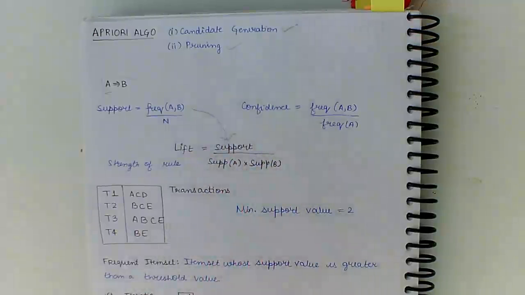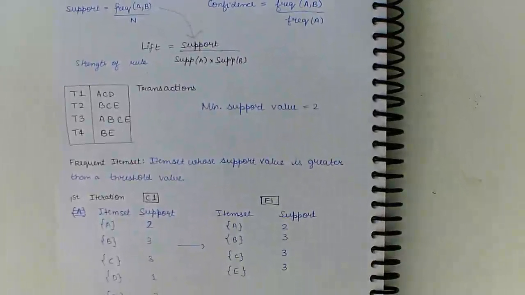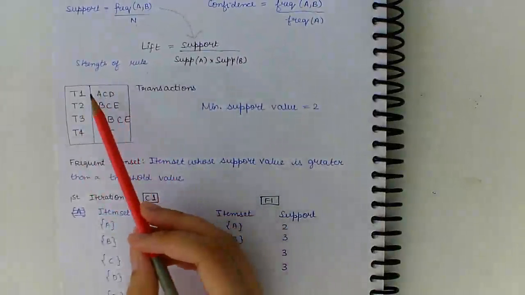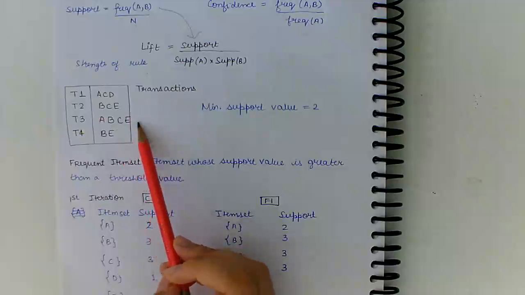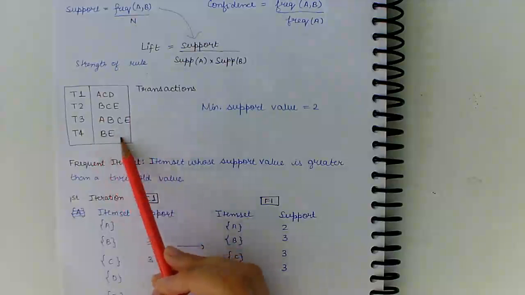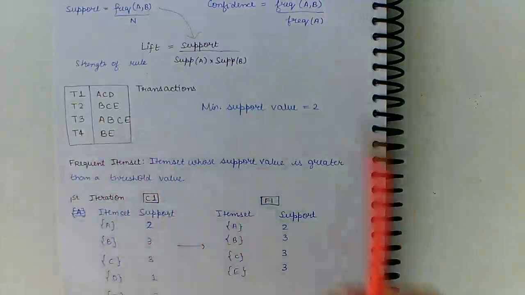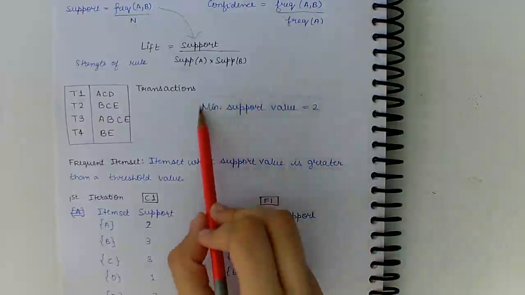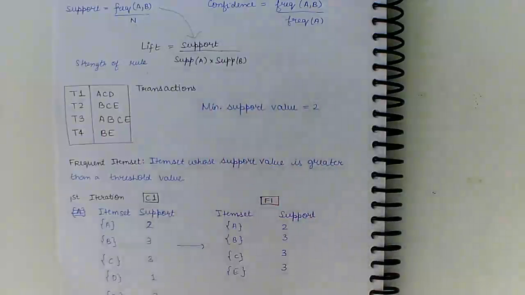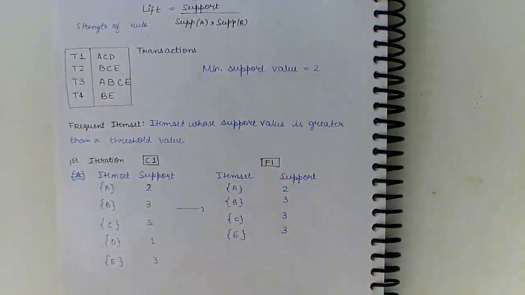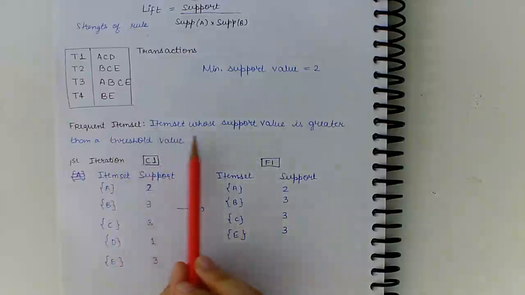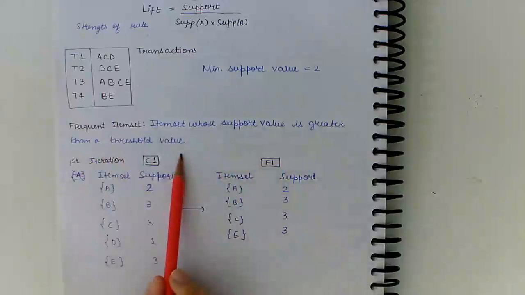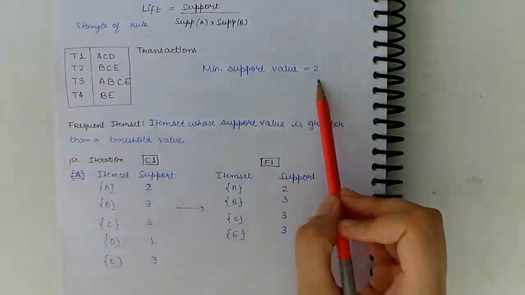So the question given to us has transactions T1 to T4. T1 has items A, C, D, T2 has items B, C, E, T3 has items A, B, C, E, and T4 has items B, E. The minimum support value given is 2. So we have to calculate the frequent item set. So what is a frequent item set?